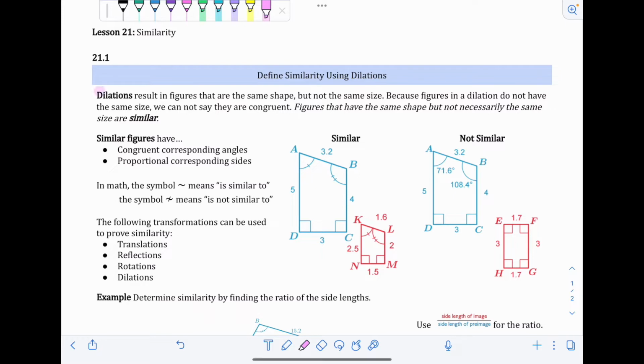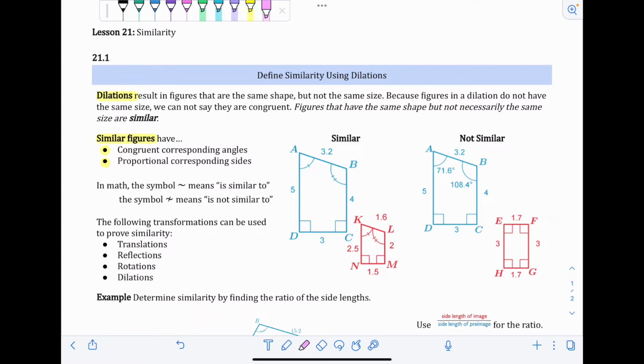So starting from the top, dilations result in figures that are the same shape but not the same size. Because figures in a dilation do not have the same size, we cannot say they're congruent. Figures that have the same shape but not necessarily the same size are similar. So same shape, like a square and a square, but one is bigger than the other, they're still similar. Similar figures have congruent corresponding angles and proportional corresponding sides.